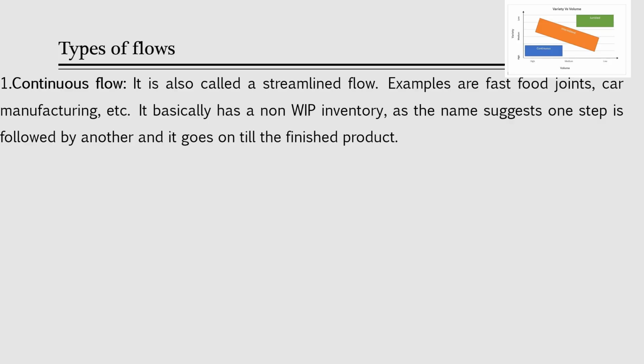There are three types of flow that can define the way a business or corporation works. First one is a continuous flow. It is also called a streamlined flow. Examples are fast food joints, car manufacturing, etc. Here, it basically has no work in progress inventory. As the name suggests, one step is followed by another, and it goes on till the finished product.